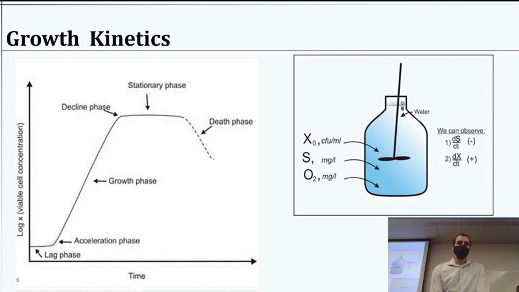Then we'll have this death phase. So that's kind of a typical look at what's happening.